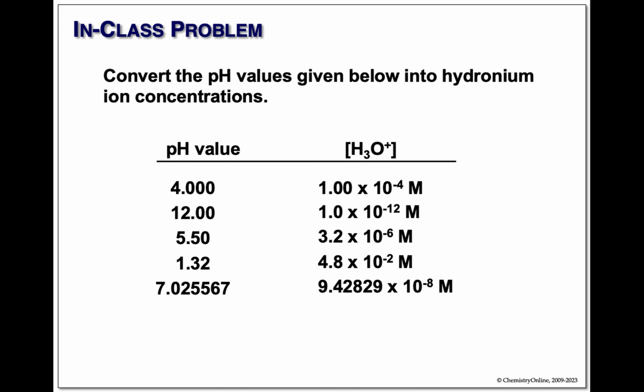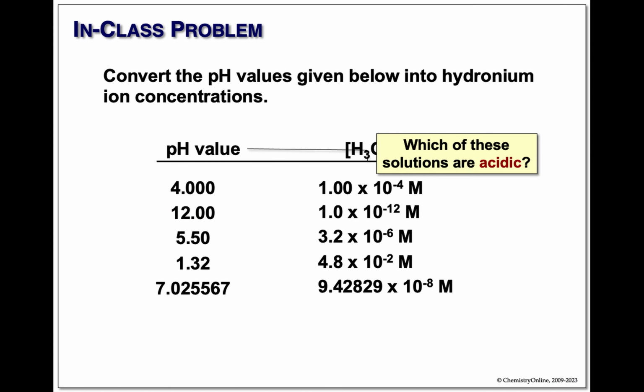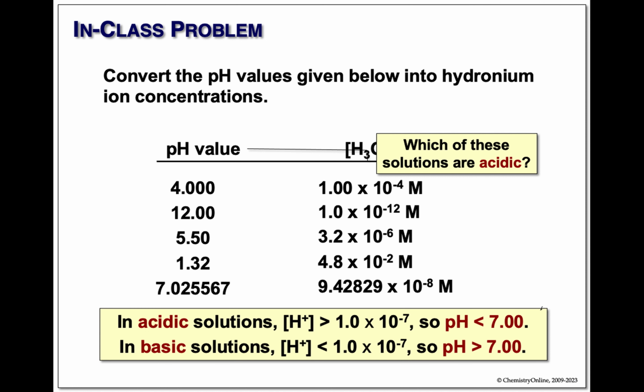Now, which of these solutions are going to be acidic? Remember, the more hydronium you have, the stronger the acid. The cutoff for neutrality is 10 to the minus 7. So this is below 7, it's acidic. Above 7, it's not. Below, it is, and it's not. These are the guys that are acidic, and these two are basic. Any questions?